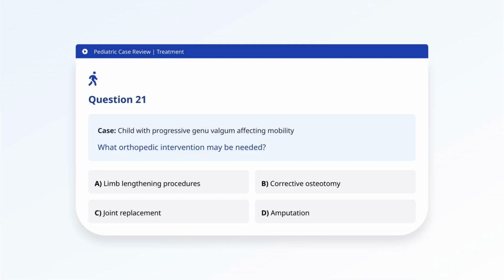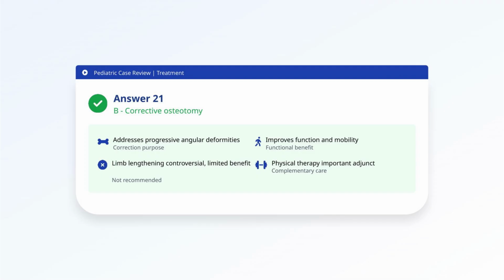What orthopedic intervention may be needed? Option A, limb lengthening procedures. Option B, corrective osteotomy. Option C, joint replacement. Or option D, amputation. The correct answer is B, corrective osteotomy.